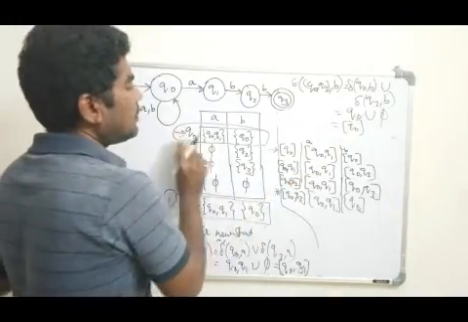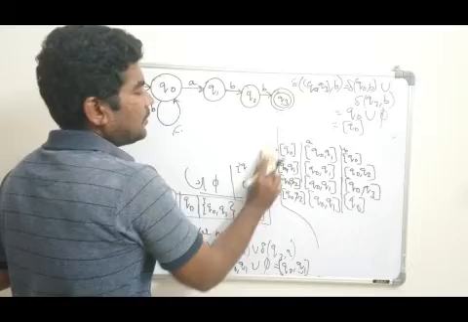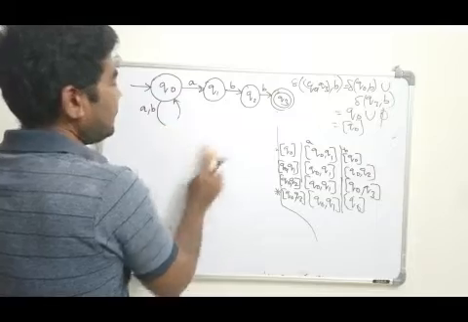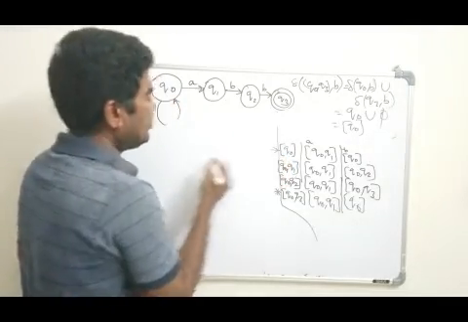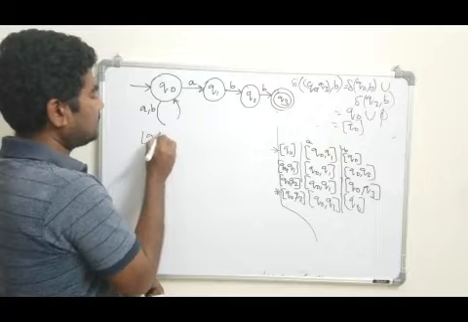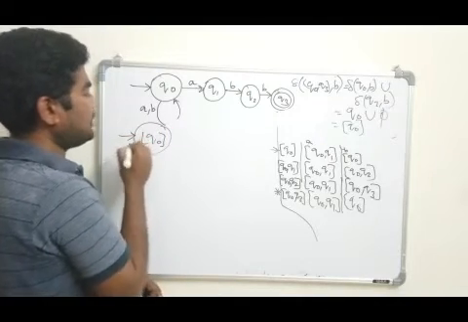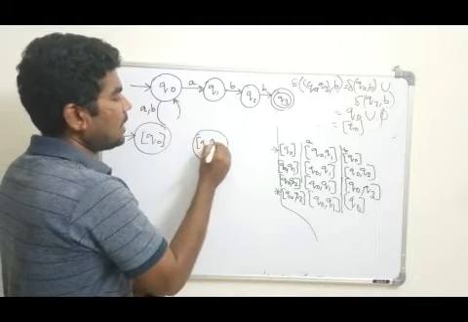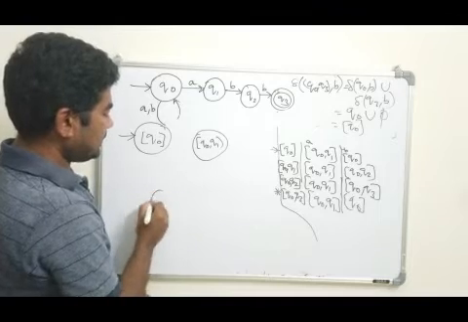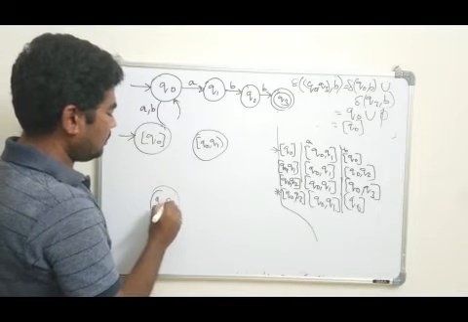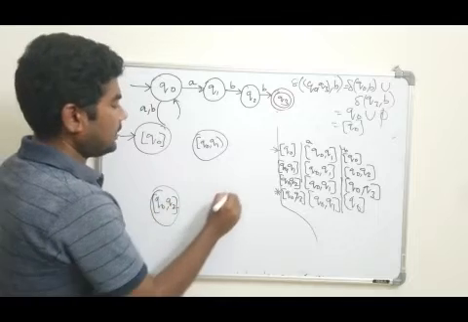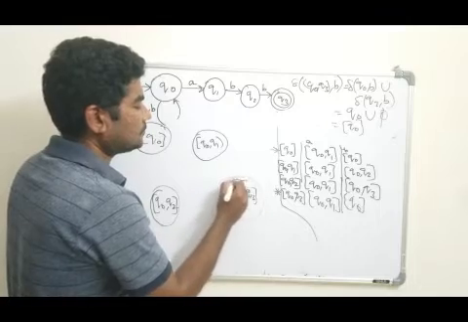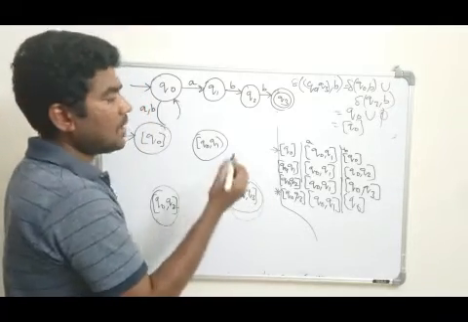So now we'll draw the DFA diagram for the converted transition table. We'll take q0 as one state. This is the initial state. Then the next state is q0 q1, then the next state is q0 q2, then the next state is q0 q3.